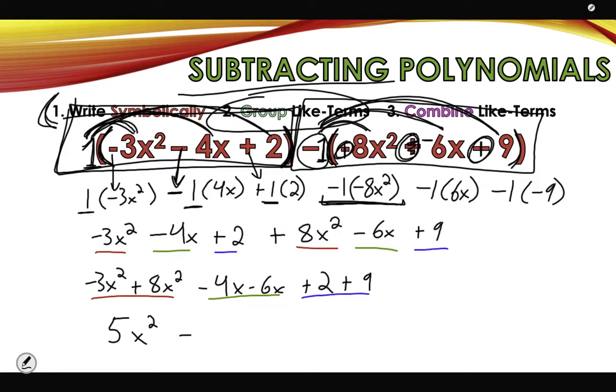-4 minus 6 is -10, and 2 plus 9 is 11. So we should end up with that right there.